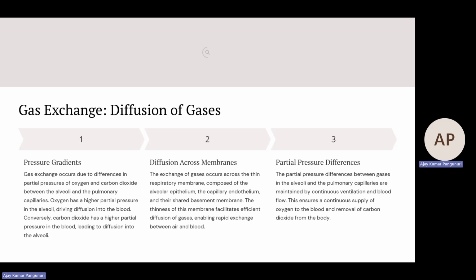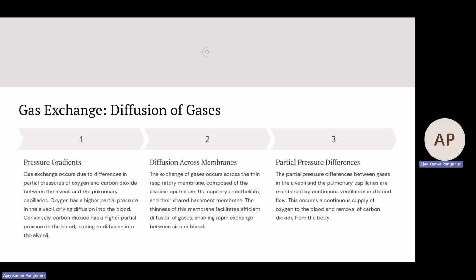Gas exchange or diffusion of gases, pressure gradients. Gas exchange occurs due to the difference in the partial pressure of oxygen and carbon dioxide between the alveoli and the pulmonary capillaries. Oxygen has higher partial pressure in the alveoli, driving diffusion into the blood. Conversely, carbon dioxide has higher partial pressure in the blood, leading to diffusion into the alveoli.